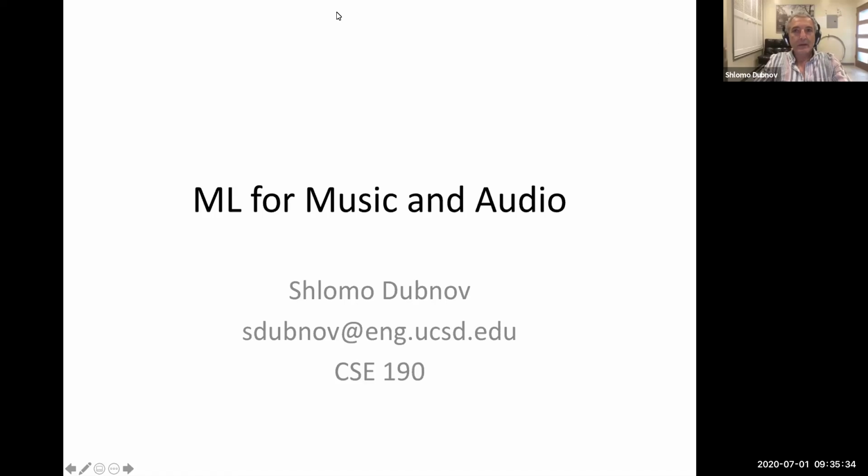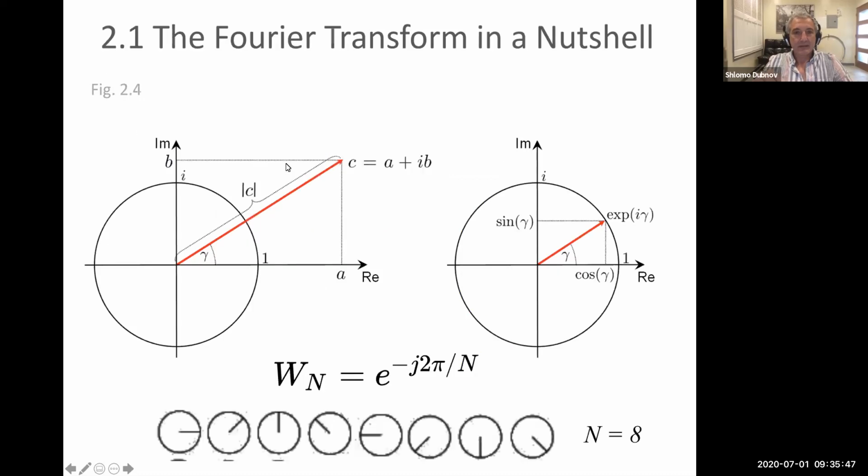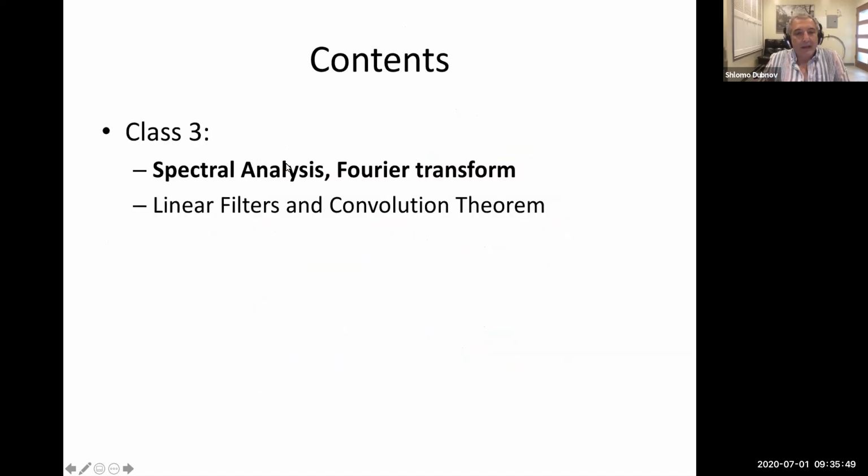Okay, so these are the lecture notes, or my explanation of the lecture notes, lecture number 3, which is this part, sorry. Spectral analysis, Fourier transform. This is the part I'm going to talk about right now. We'll talk about linear filters next. Hopefully we'll do both of them today. So let's get started with spectral analysis and Fourier transform.